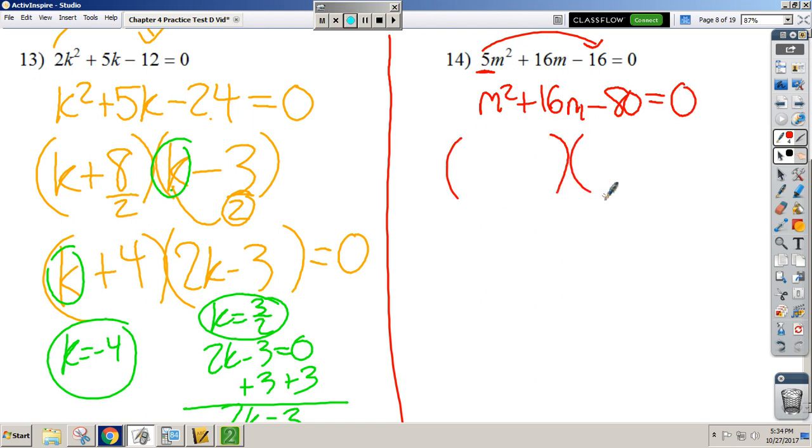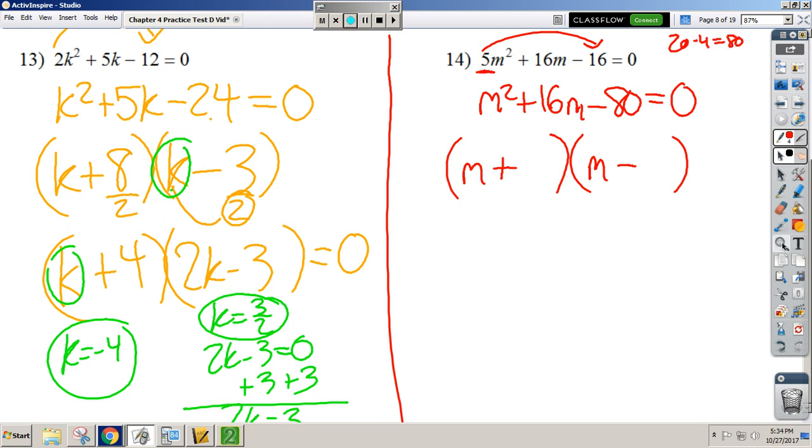Okay, then we will look for numbers that multiply to negative 80. So if it's negative that they're multiplying to, one will be positive, one is negative. And what multiplies to negative 80 but adds to 16, that's going to be 20 times 4. 20 times 4 is 80.